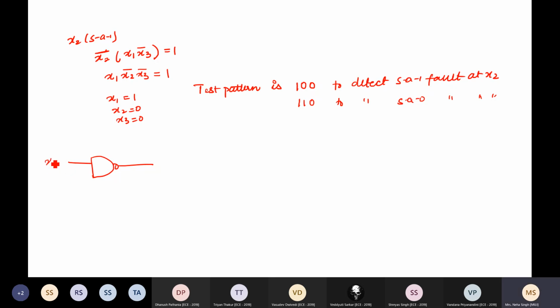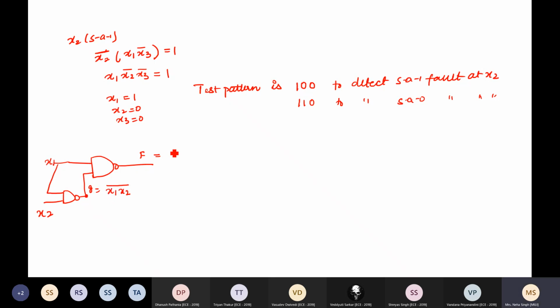The input is x1. Another NAND gate, the output goes here, x1 comes here, and this is x2. Let us say this is f. So how will I write f? What is the output here? Let's call it g. G will be given as x1 x2 bar.